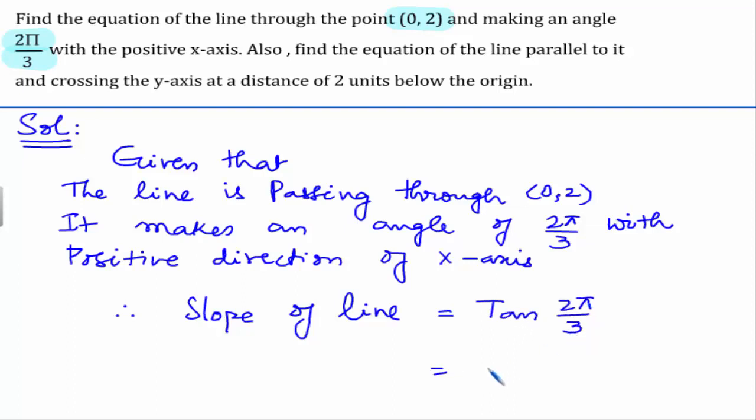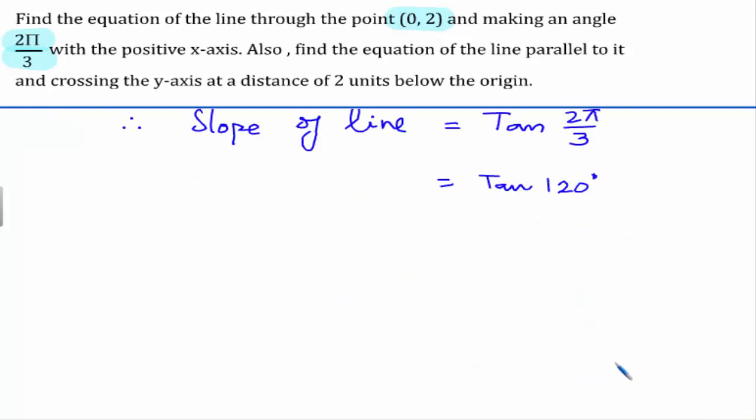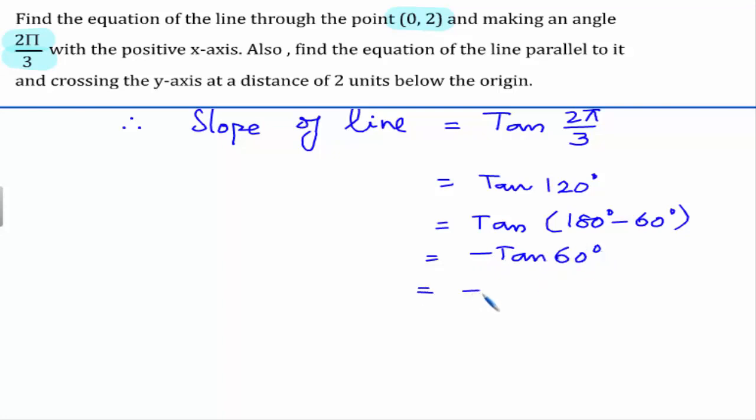So 2 pi by 3 can be written as tan 120 degrees. That is tan of 180 degrees minus 60 degrees. This is minus tan 60 degrees. And we know that tan 60 is root 3. Therefore, the slope is minus root 3. Now we have the slope and the point.